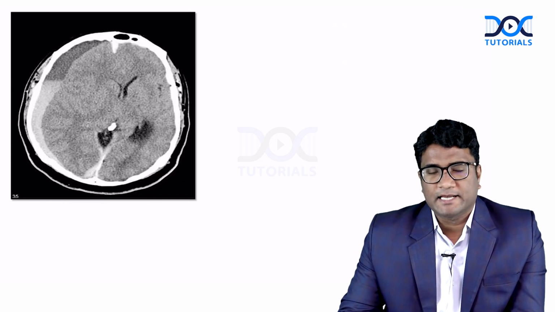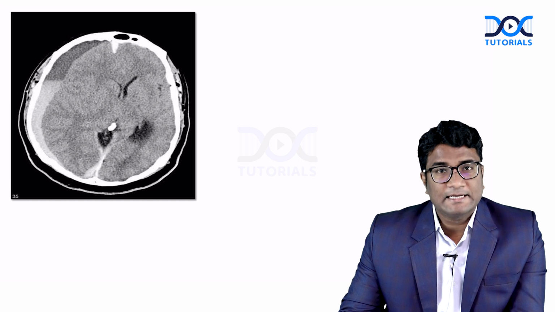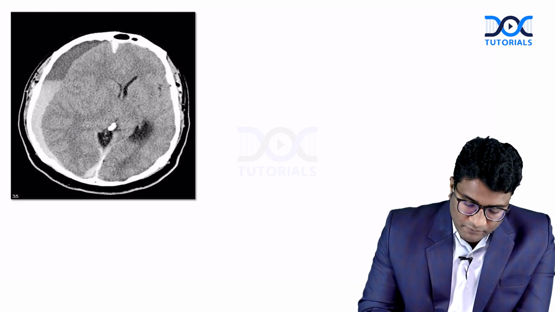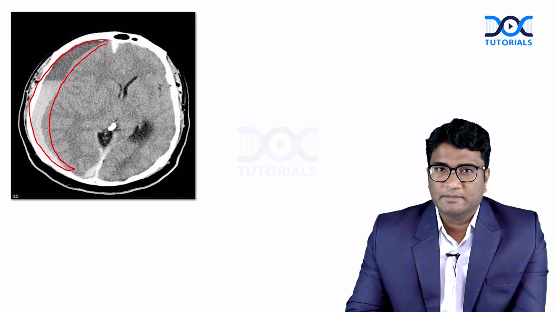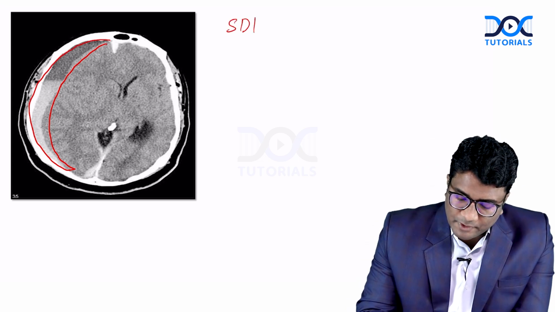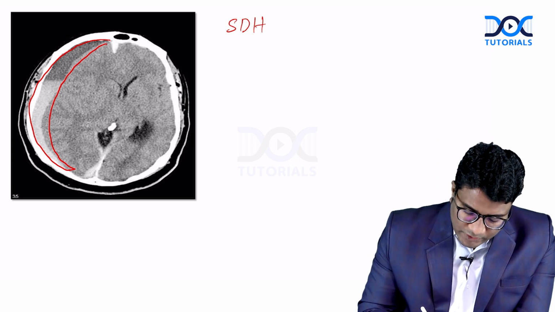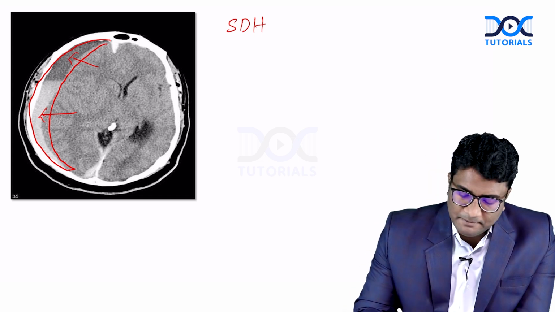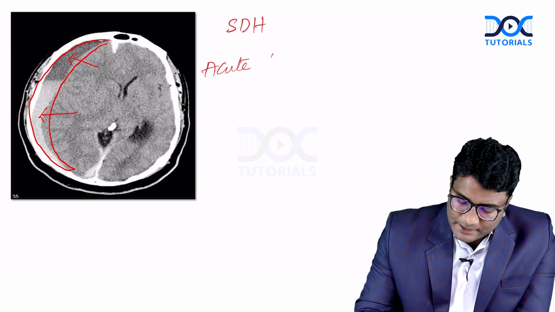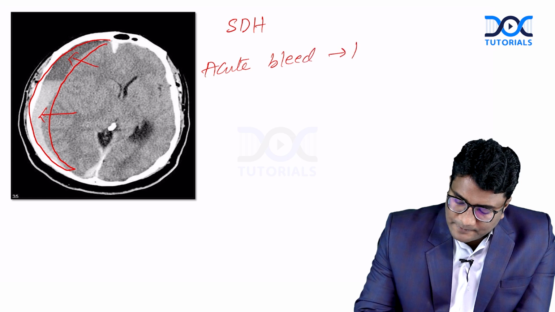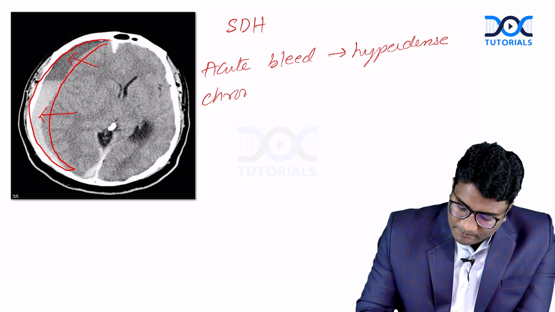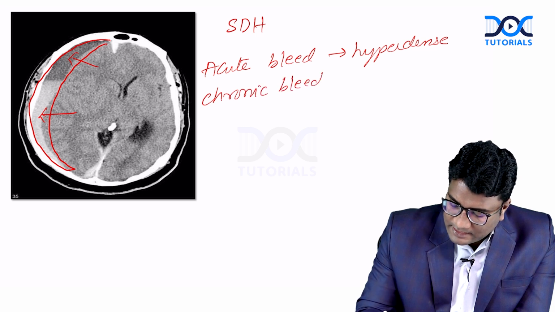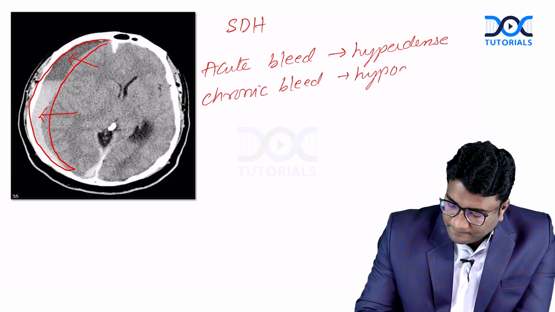And what do you think is this, guys? Here also you can see a crescentric, concavo-convex collection which is crossing sutures and not crossing the midline. So, this is again a subdural hematoma. And why do I get these two different colors? One is more white and one is black. What does this indicate? Remember, acute bleeds are hyperdense. A chronic bleed is hypodense. A chronic bleed appears slightly darker. It is hypodense on CT.